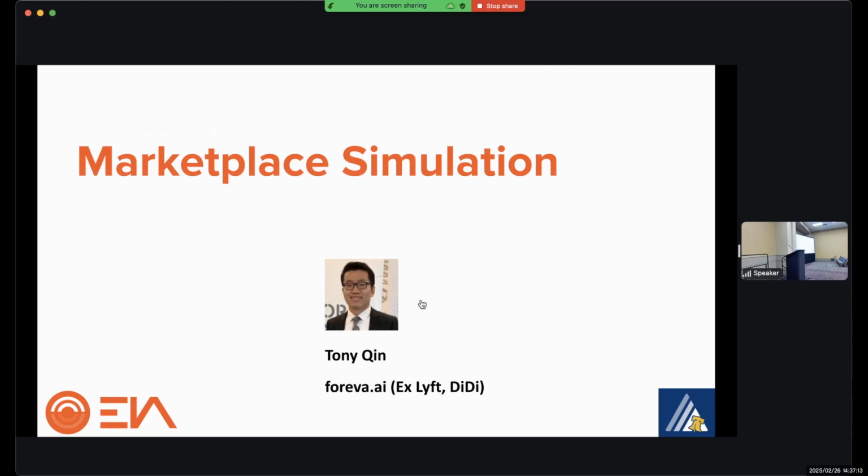And next, we are actually going to talk about simulation, right? So we have talked a lot about policy optimization. We have talked about policy evaluation. Simulation is actually an important integral part of developing algorithms for two-sided marketplaces.